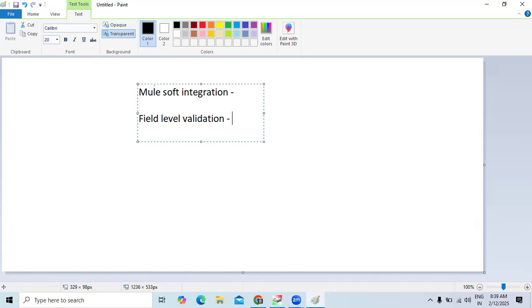Especially from the field level validations point of view, when we are implementing these flows, we ensure the data being transferred between systems adheres to specific criteria, because we must know what the different types of validations in MuleSoft are. So the first one is data type validation.